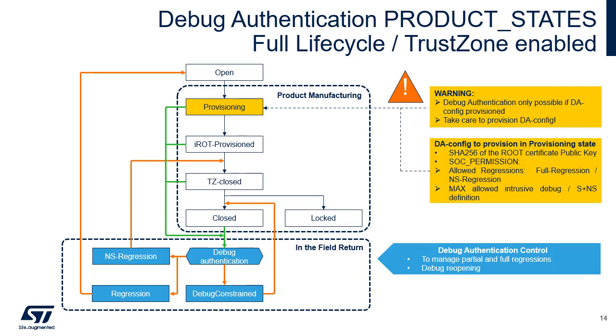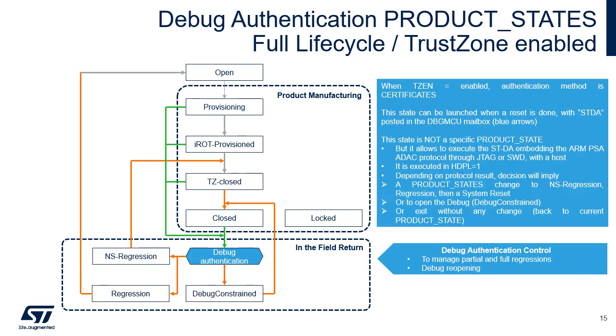Field return is possible only if debug authentication configuration has been performed in the provisioning state. This configuration includes the SHA-256 of the root certificate public key, SOC permissions that define the allowed regressions, full or non-secure, and the maximum allowed intrusive debugs for secure and non-secure states. The debug authentication control is ensured thanks to a protocol based on ARM PSA ADAC specification.